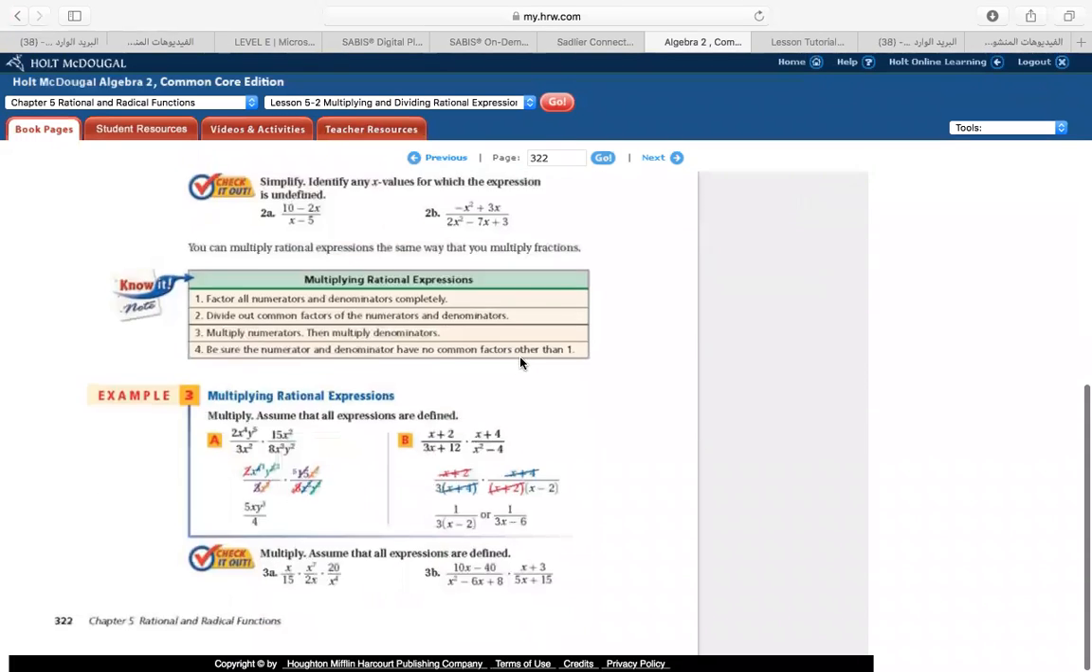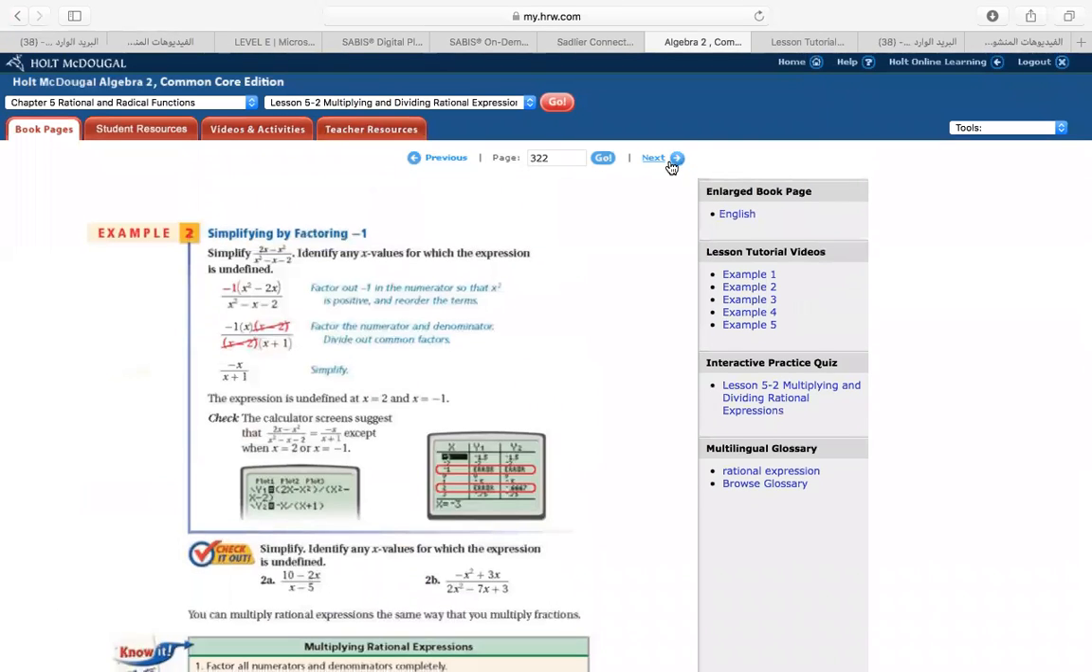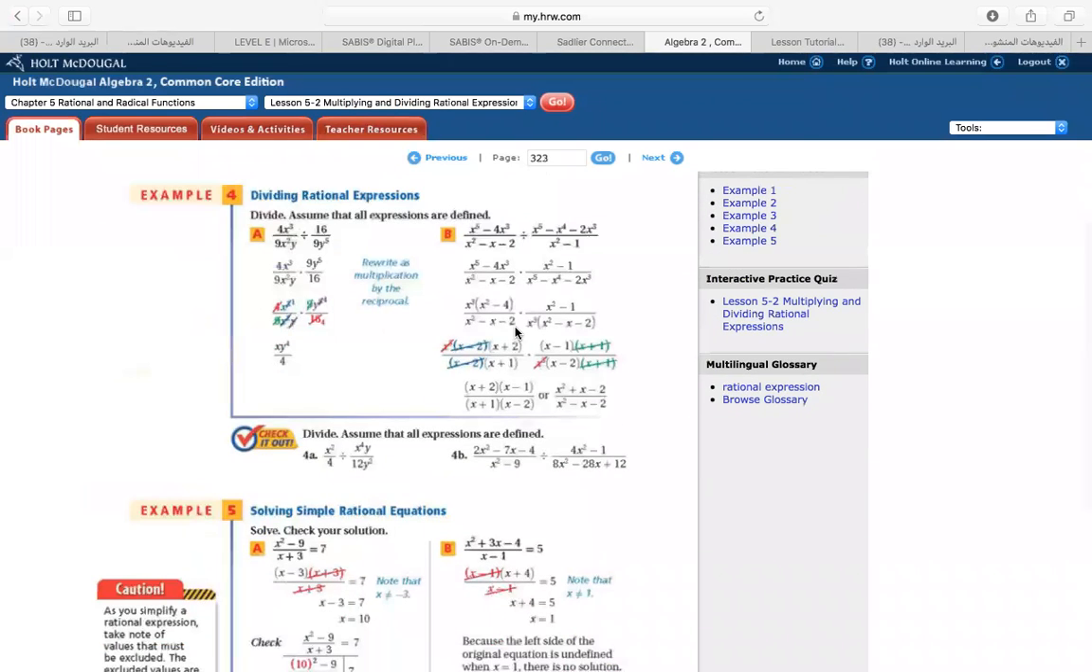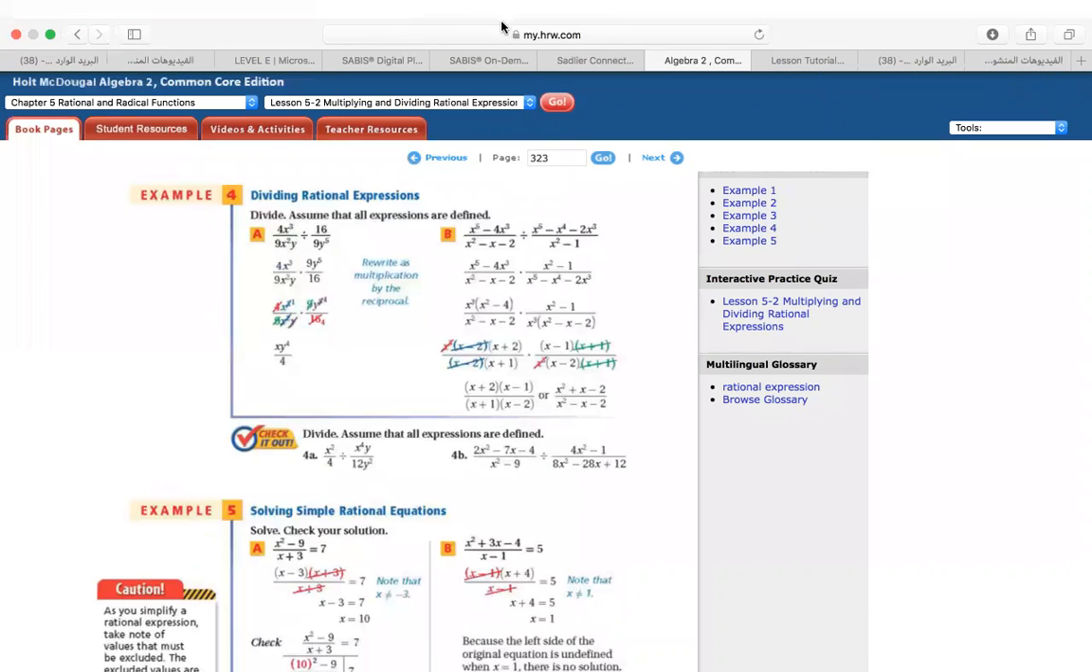Now we're going to move to the last section in this lesson, that is dividing rational expressions. Dividing rational expressions. Let's watch a video.